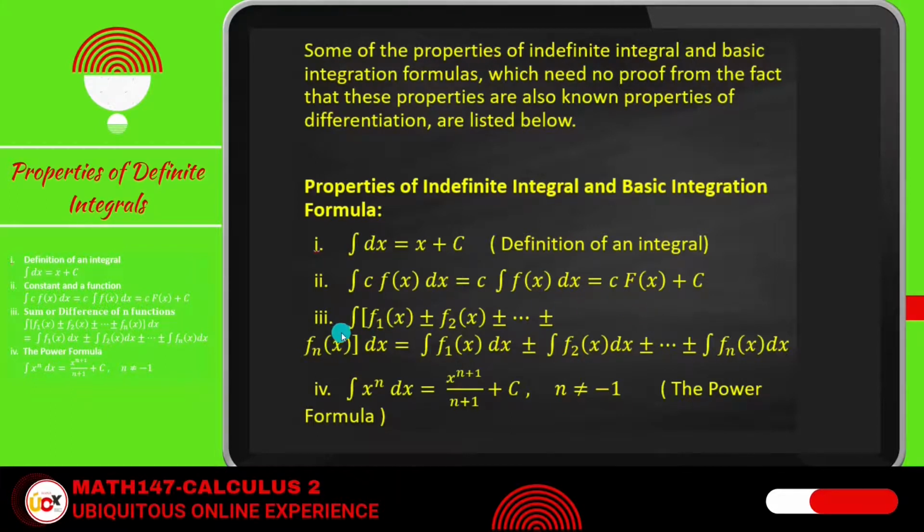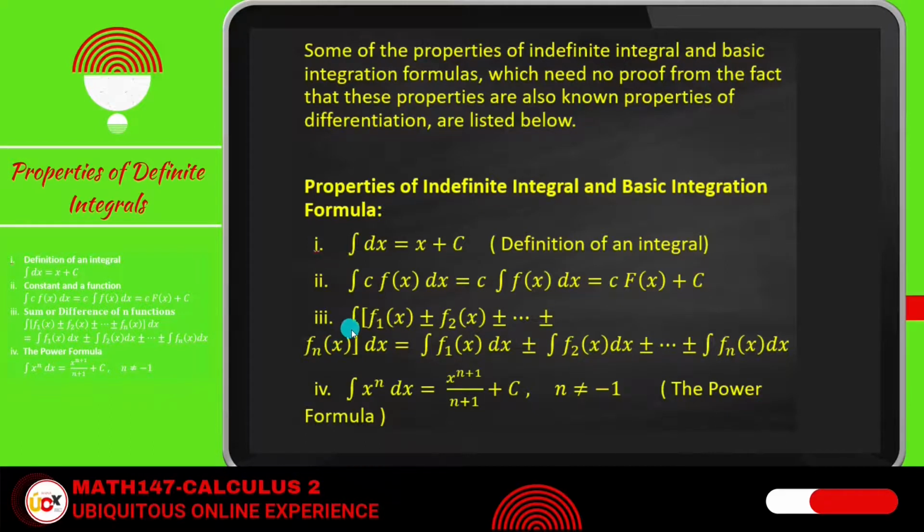Okay, the third formula is the integral of the sum or difference of n functions with respect to x. This is equal to the sum or difference of the integral of each function. So given the n functions, f sub 1 up to f sub n, the integral of the sum or difference of these n functions is obtained by applying the distributive property. You distribute the integral sign together with dx to each of the terms.